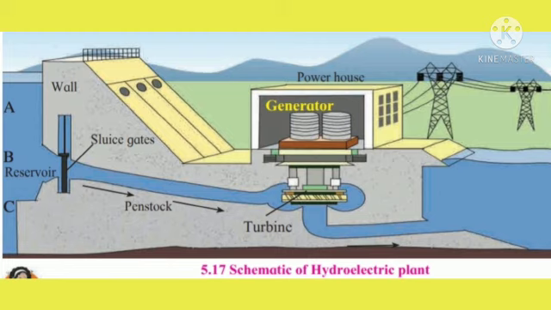Fast flowing water is brought from the dam to the turbine at the bottom of the dam. The kinetic energy of the flowing water drives the turbine. The turbine in turn drives the generator to generate the electricity. Now see advantages of hydroelectric power generation.